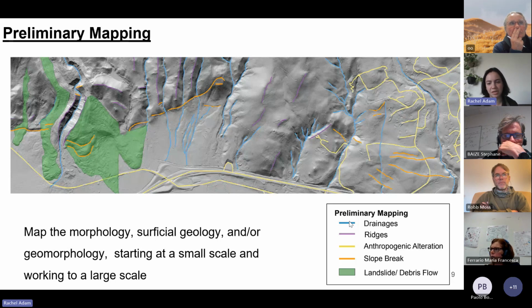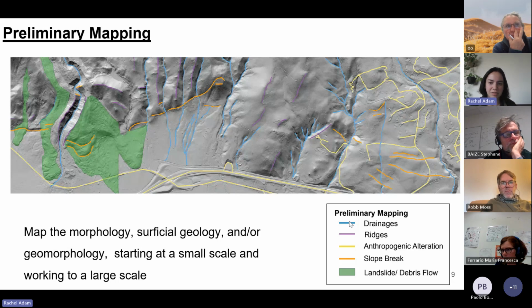So I'll just map out anytime I see a slope break. And it is helpful, especially when we are teaching fault mapping to novice mappers, to map out all of the anthropogenic alteration, which can include streets, houses, farming, and so forth, to try and separate anthropogenic lineations from faulting lineations. And I also do like to map the extent of all the landslide and debris flows, which you can see in the green polygons here.